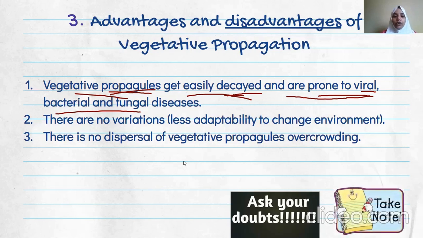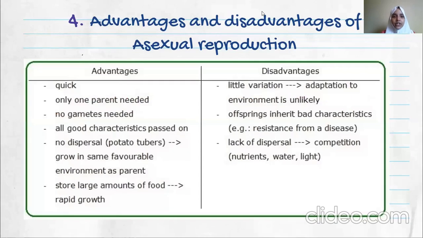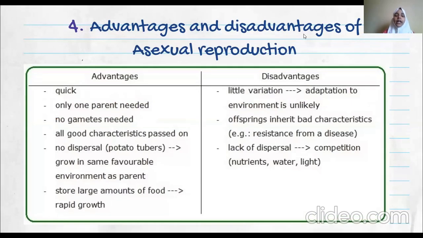Take your notes, make a note of things that you don't understand. You can ask me in the live sessions. Now moving to the last topic. So now we have covered all types of asexual reproduction, even the vegetative propagation. So let's list down the advantages and disadvantages of asexual reproduction.